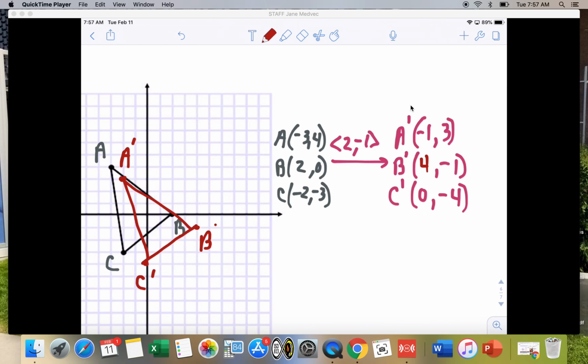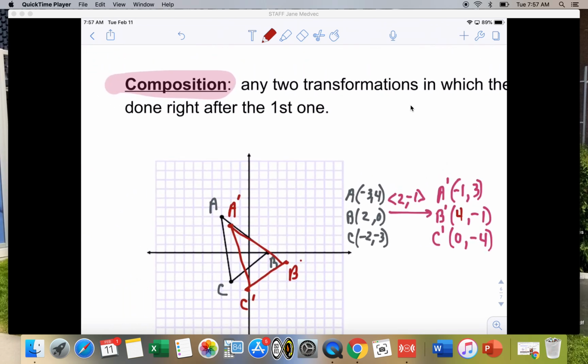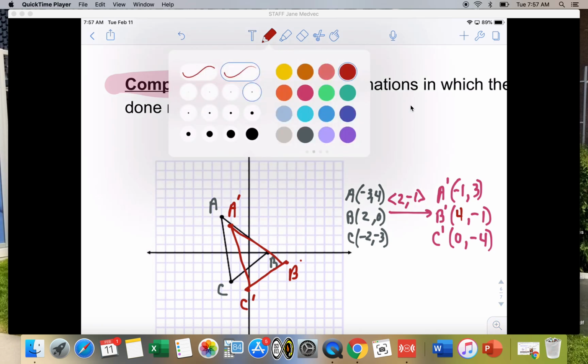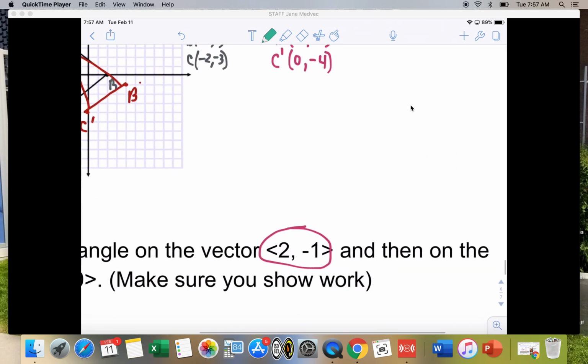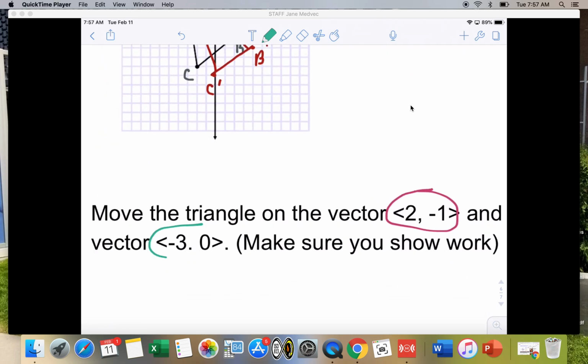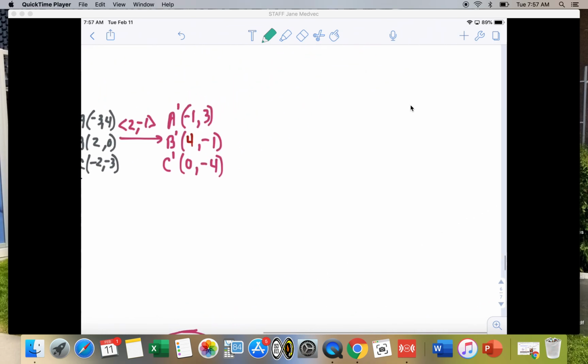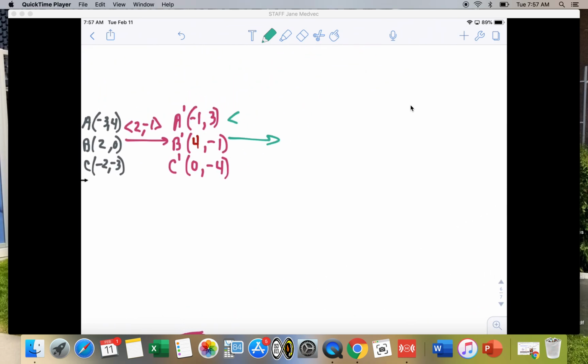Now what we're going to do, because this is that special one, which is a composition, we're going to move it again. And so what I'm going to do is I'm going to come down here and I'm going to find out what is my vector. My vector is -3, 0. So I'm going to come over here and I'm going to do my -3, 0, and I'm going to go after the red. So I'm going to take my A prime and I'm going to make this new shape A double prime. So I've got -1, subtract 3, I get -4. I've got 3 plus 0, which is 3.